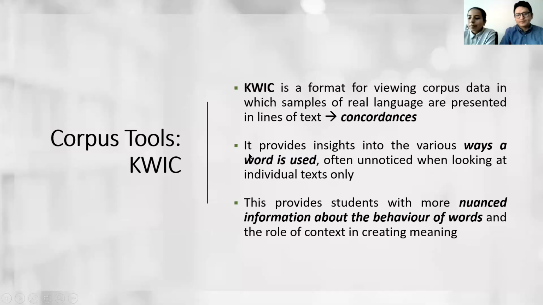Now, I'm going to give you other tools, and I'm going to explore KWIC. So, KWIC stands for Keyword in Context, and it's a format for viewing corpus data in which samples of real language are presented in lines of text, also known as concordances. KWIC also provides insights into the various ways a word is used. Often I notice when looking at individual text only, for example, when you go and look for a word in a dictionary, this provides students with more nuanced information about the behavior of words and their role of context in creating meaning. So I would say it includes more context.